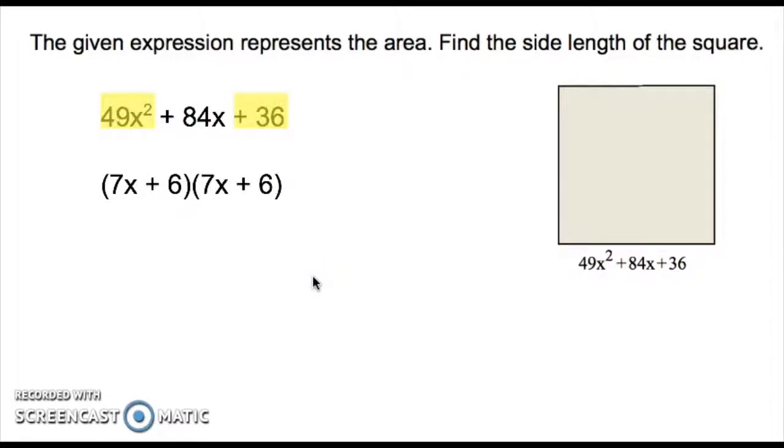Now for your answer, it only wants one side length, so only type in 7x plus 6. That is just one length. Alright, and that will be the answer. Let's look at the next one.